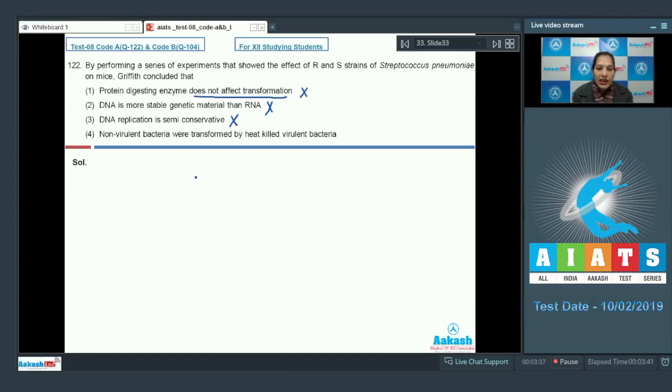Now, fourth is non-virulent bacteria were transformed by heat-killed virulent bacteria. Non-virulent bacteria were R-strain bacteria, which are rough and they cannot cause any disease. Heat-killed virulent bacteria are the S-strain bacteria and they can cause the disease. So, the R-strain bacteria were transformed by S-strain bacteria which were heat-killed. This was the conclusion of the Griffith experiment. So the correct option for the given question is option number 4. Let's move on to the next question.